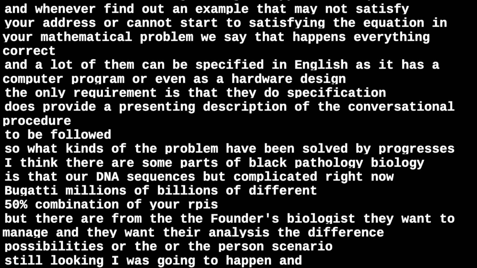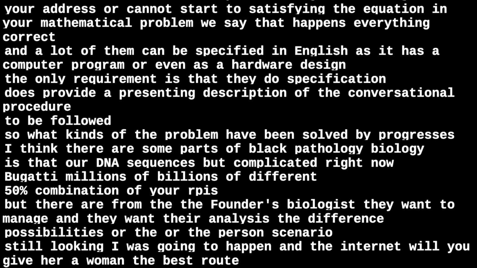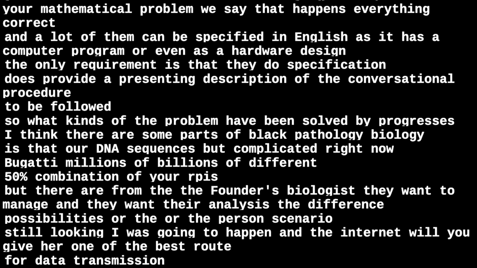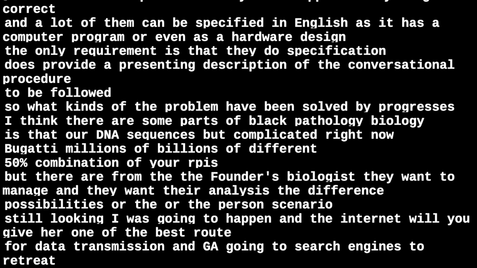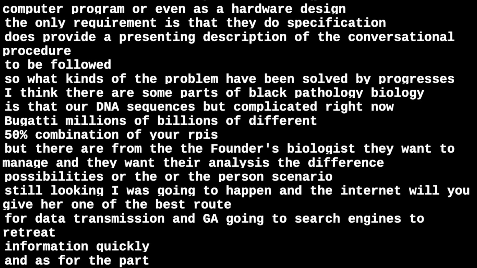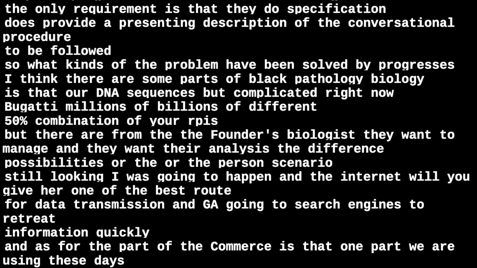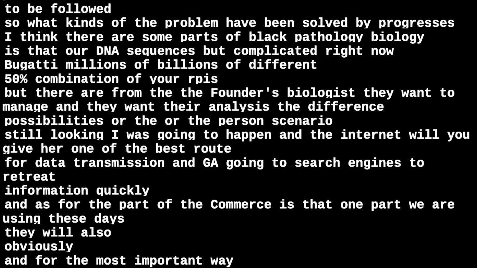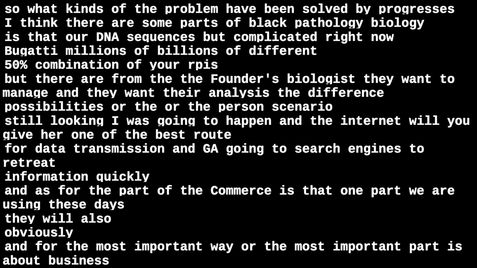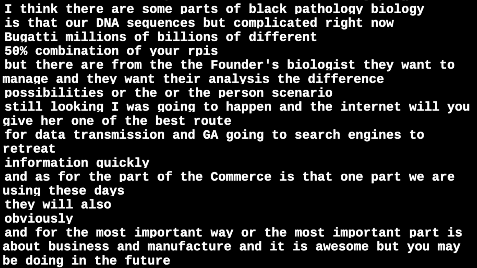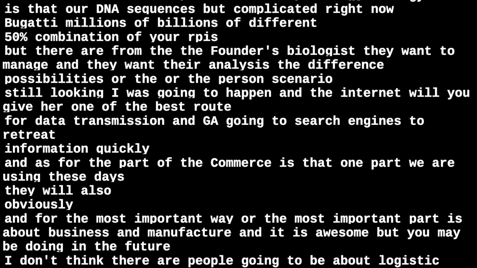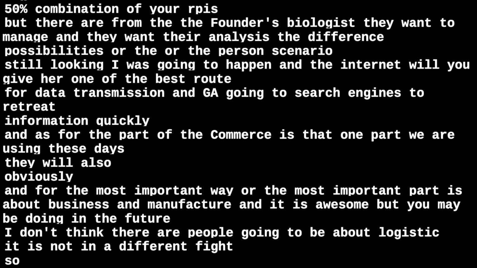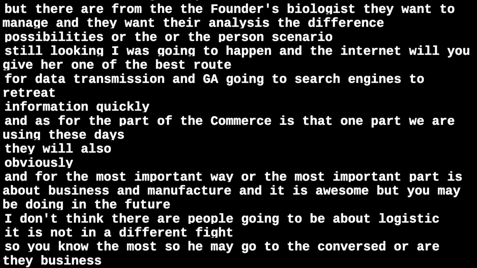And on the internet, algorithms help find the best route for data transmission and enable search engines to retrieve information quickly. As for e-commerce, which we use these days, we also need algorithms. And the most important part is business and manufacturing. It is also what you may be doing in the future. I don't think anyone in this class is going to be a biologist in the future, right? So you may go to a commerce company, business, or the manufacturing side.